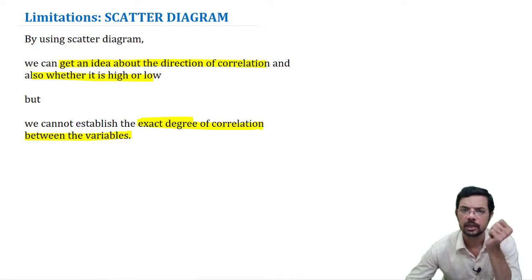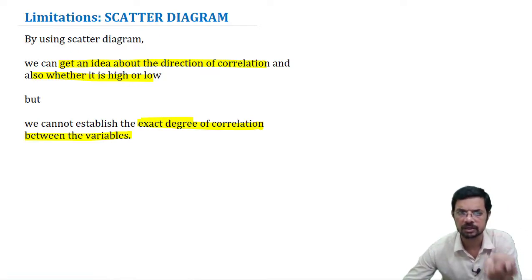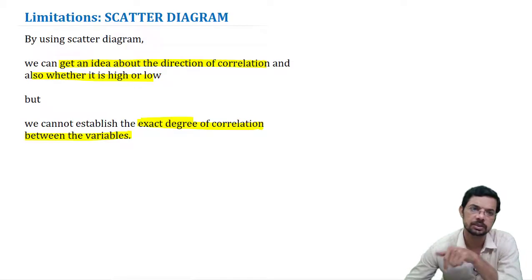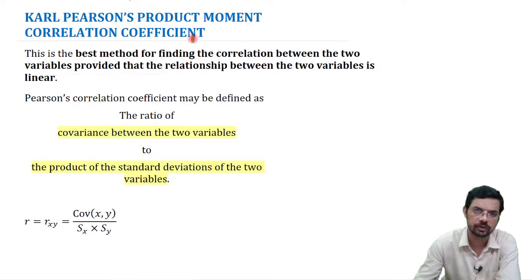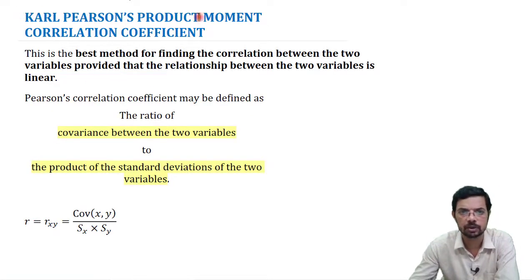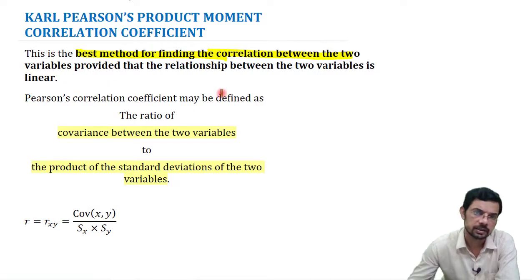But we can know the exact degree of correlation between the two variables using some other measures. So, let us go into Karl Pearson's product moment correlation coefficient. Okay, what is this? It is the best method. It is taken as the best method to find correlation between two variables, and Karl Pearson's coefficient of correlation is defined as the ratio of covariance between the two variables to the product of standard deviations of the two variables.